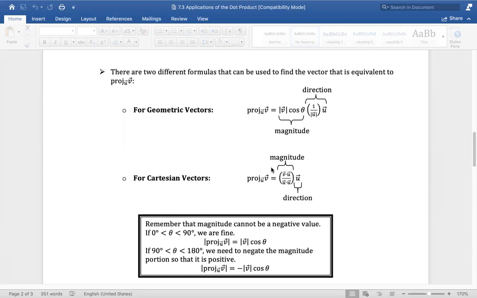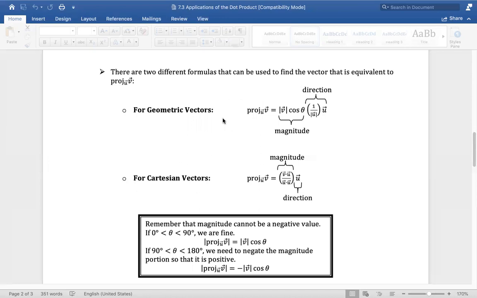There are two different formulas that can be used to find the vector that is equivalent to the projection of V onto U. So basically that's just saying, here are two ways to figure out what that projection vector would be. Here are two ways of figuring out that gray shadow vector. So again, you just have to be careful if you have Cartesian vectors or geometric vectors like we talked about on that previous page. A Cartesian vector, again, is if you have square brackets given, right?